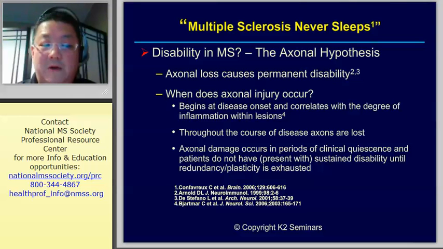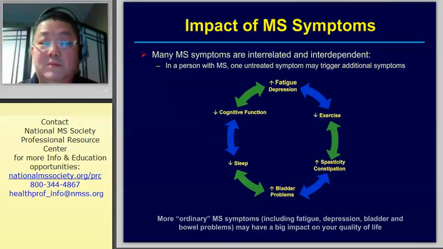There's an axonal hypothesis, in which case axonal loss causes permanent disability, and the key here is permanent disability. So when does axonal injury occur? It begins at disease onset and correlates with the disease of inflammation and lesions. Throughout the course of the disease, axons are lost, so it gets worse as time goes on. Axonal damage occurs in periods of clinical quiescence, and patients do not have the sustained disability until redundancy and plasticity is exhausted. So never give up on your MS patient either. So treat early and get them going all the way through.